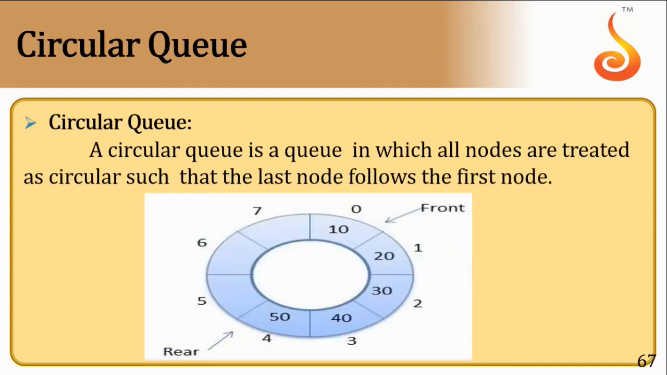Next is a circular queue. A circular queue is a data structure where the elements of the queue are assumed to be arranged in a circle. So what happens is the last rear gets attached. That is, a circular queue is a queue in which all nodes are treated as circular, such that the last node follows the first node. That is a circular queue.